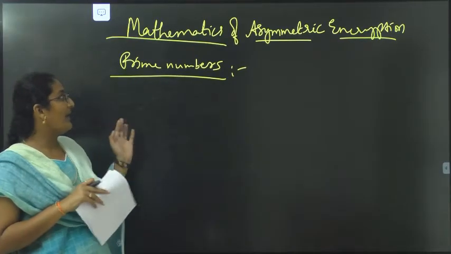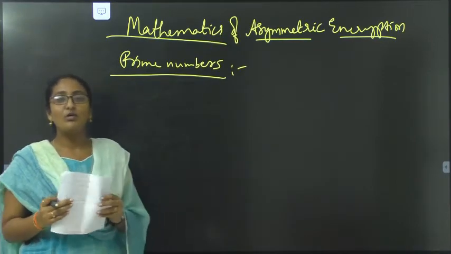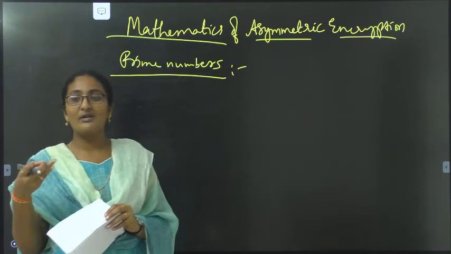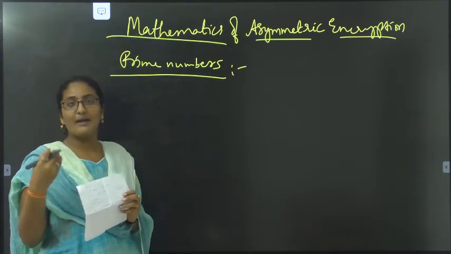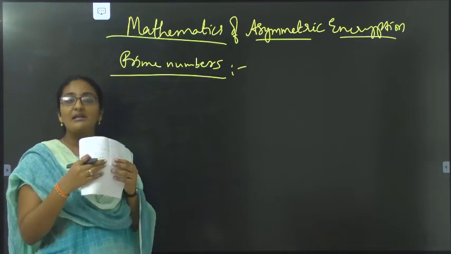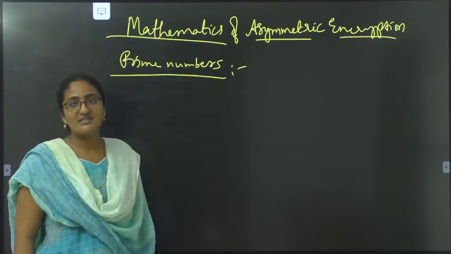As a part of mathematics of asymmetric encryption, first we have to see what prime numbers are. What is Fermat's theorem, what is Euler's rule, what are prime numbers, and how you can check the primality of a number. If you learn these, they come under mathematics of asymmetric encryption.